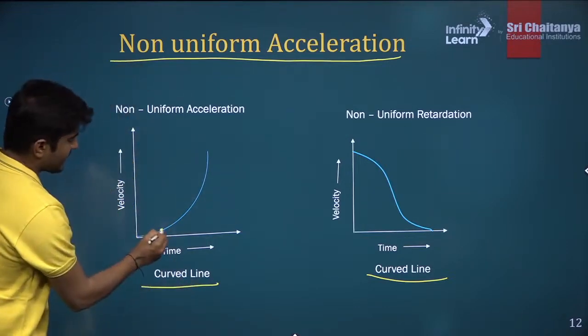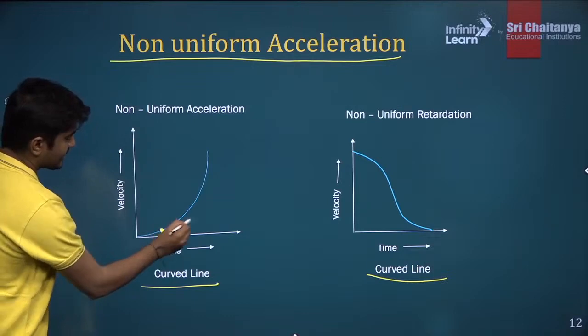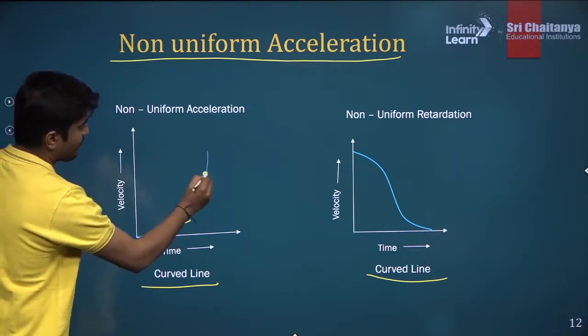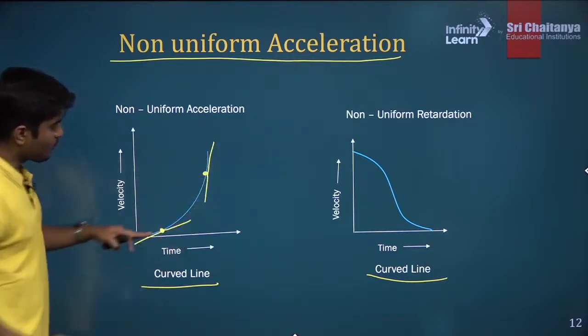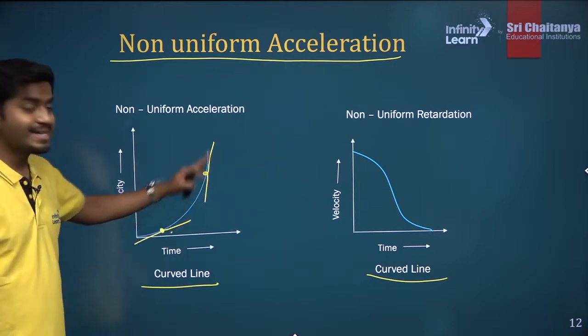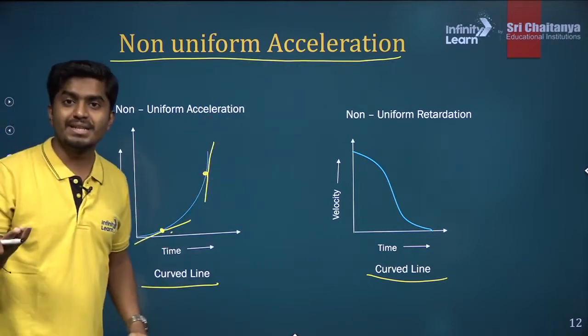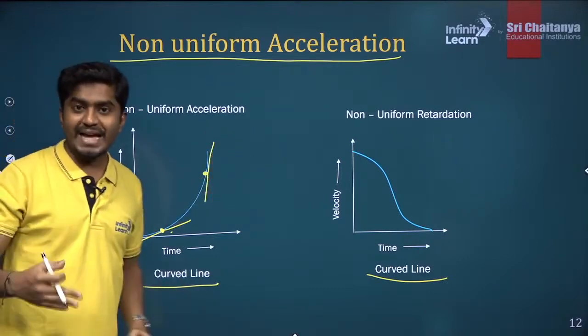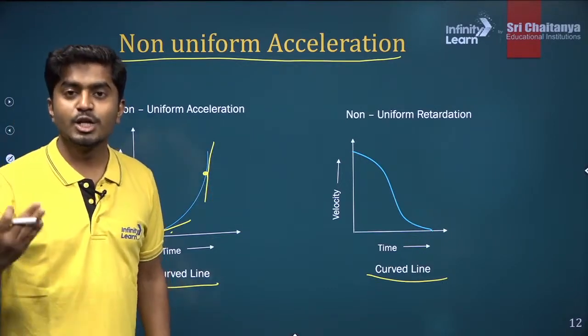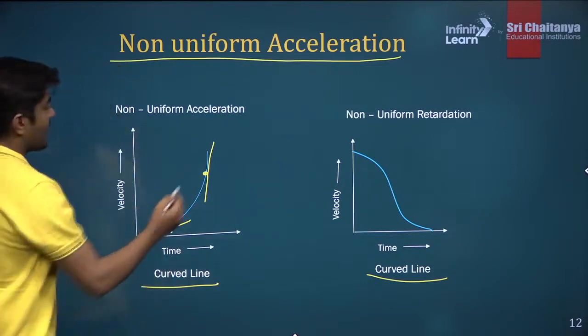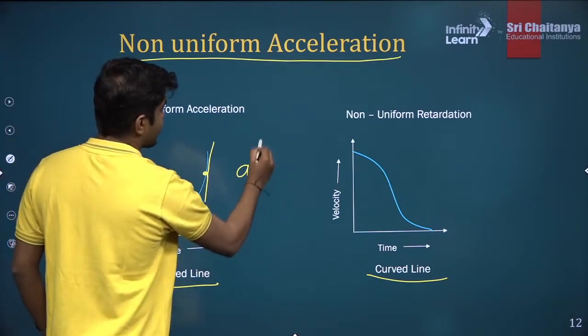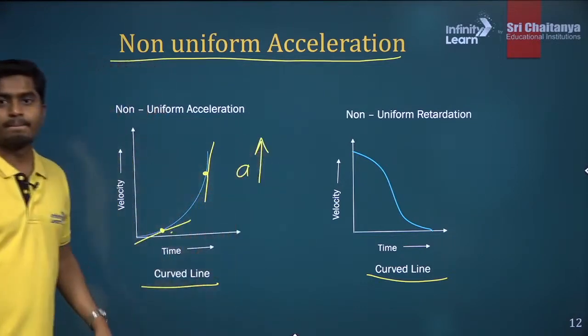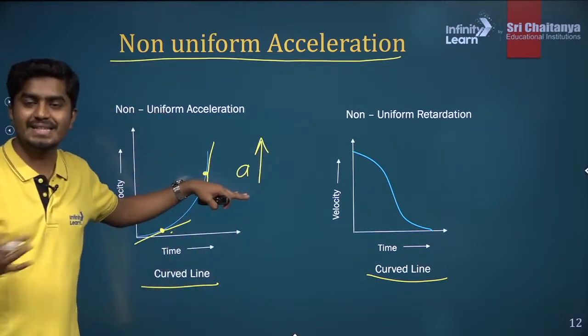Let's suppose I choose one point here, there is a tangent. If I choose another point here, there is a tangent. So what is happening? The slope is increasing, or this tangent is becoming steeper. If the tangent is becoming steeper, you can say the acceleration is increasing. Acceleration is increasing in this case.